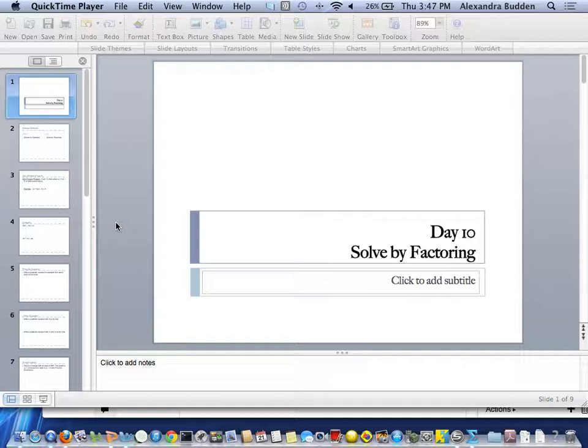Hi all, welcome to day 10, which is solved by factoring. So far we've solved and we've factored, but now we're going to put them both together.